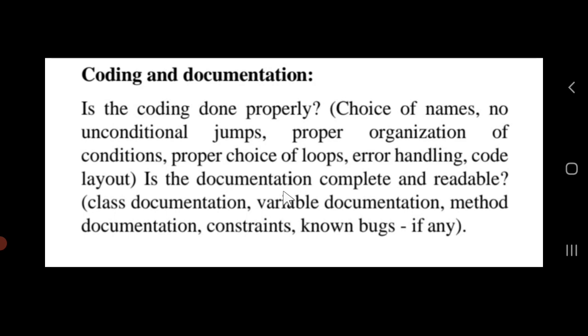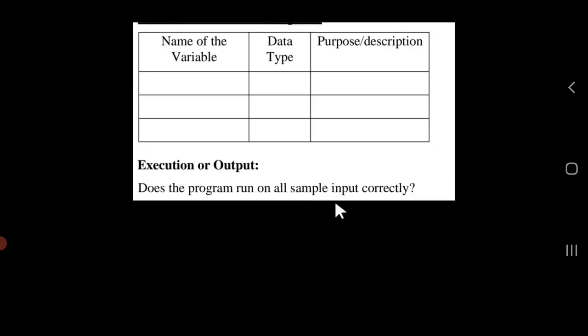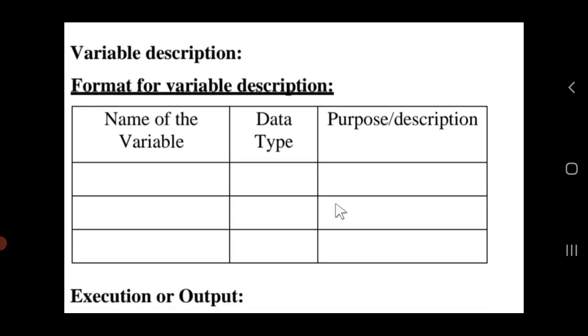And when it comes to variable documentation, that is basically the variable description table. How to go about it, let me tell you. Students, whenever you design a variable description table, it must have this kind of format: name of the variable, then data type, and then the purpose or the description. Here you can write the name of the variable, A, B, C, whatever you have taken. Then the data type, whatever is the type of the data, and then why it is there, right?